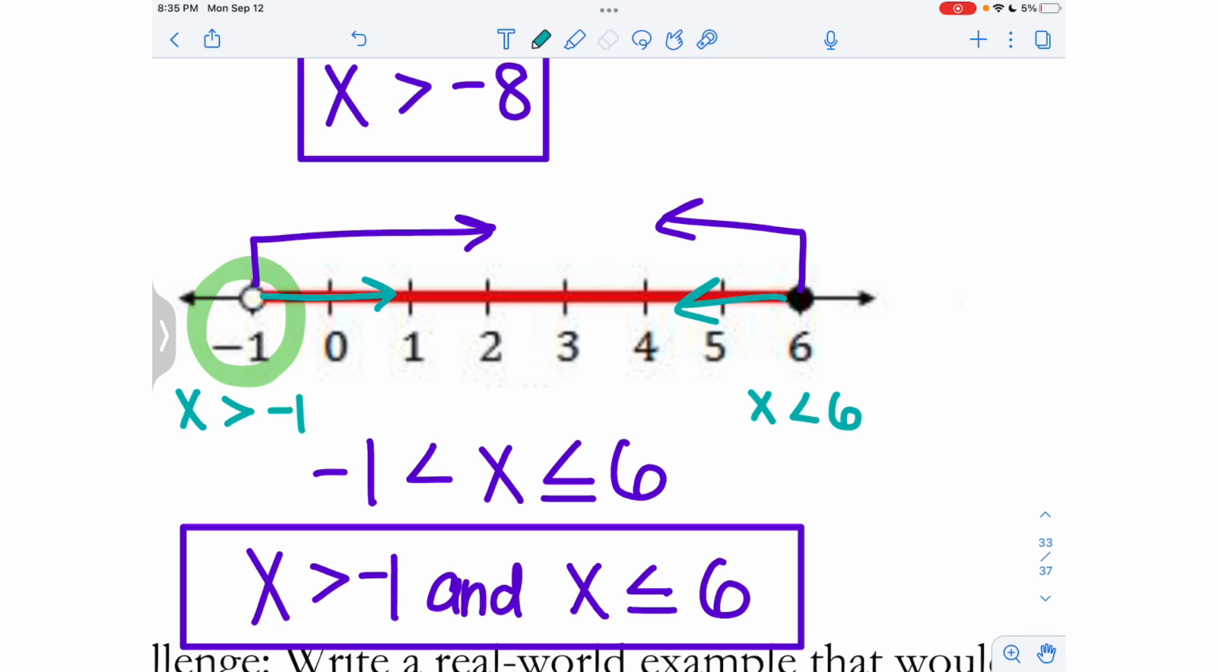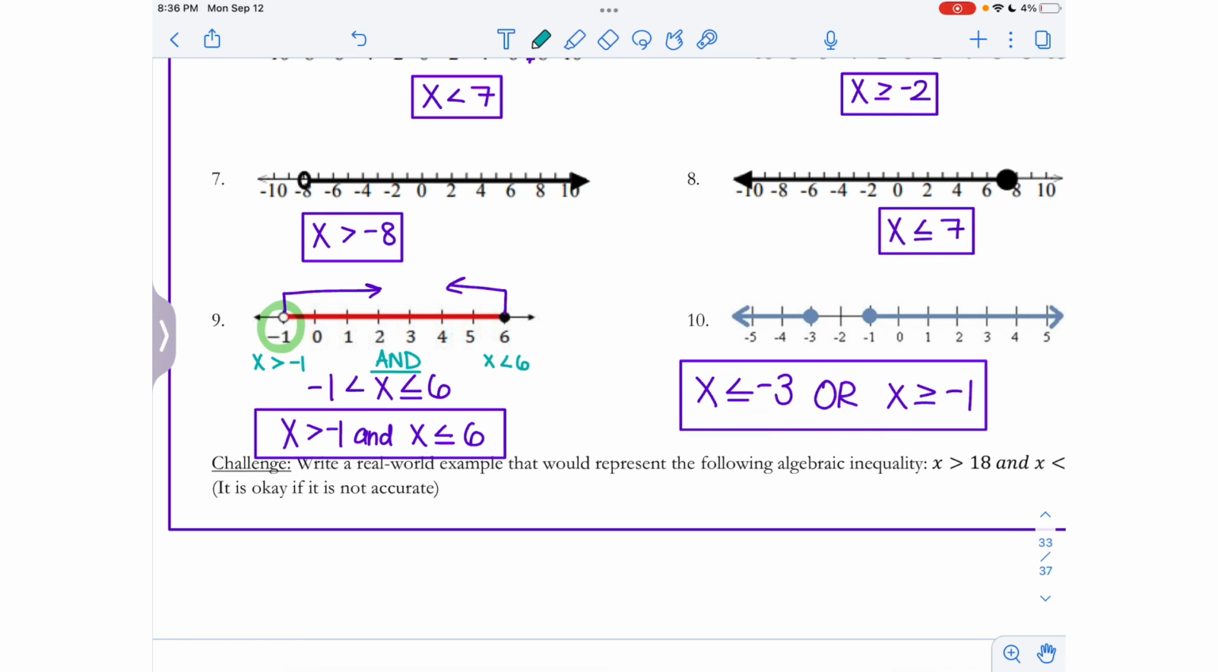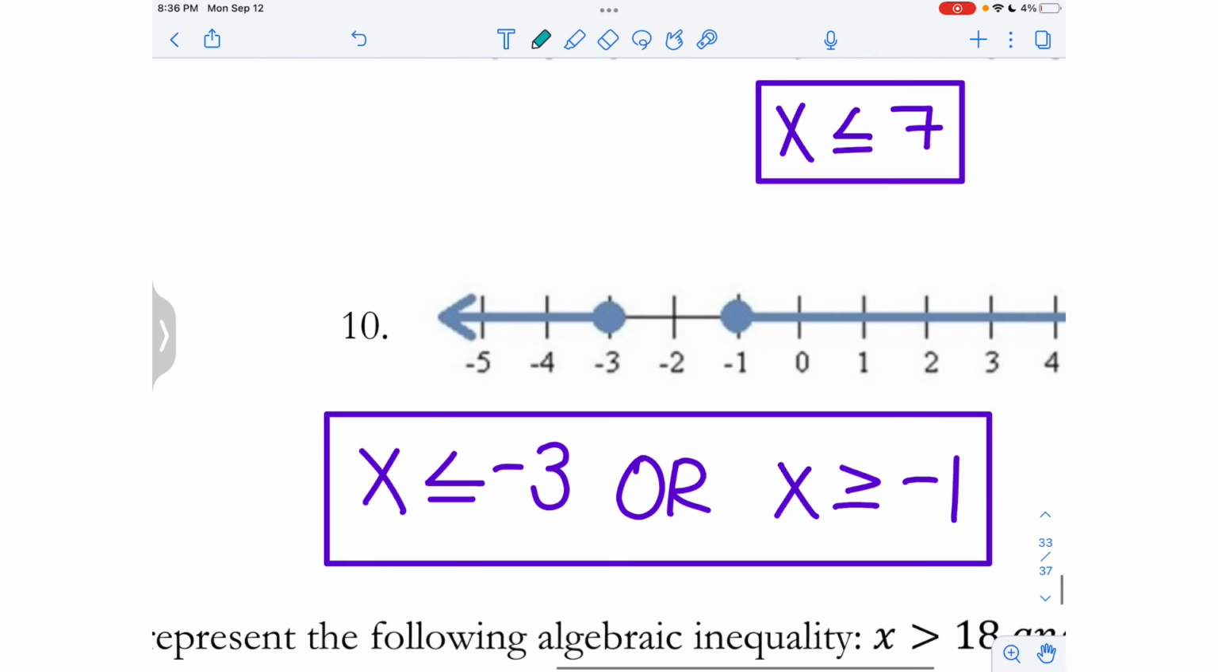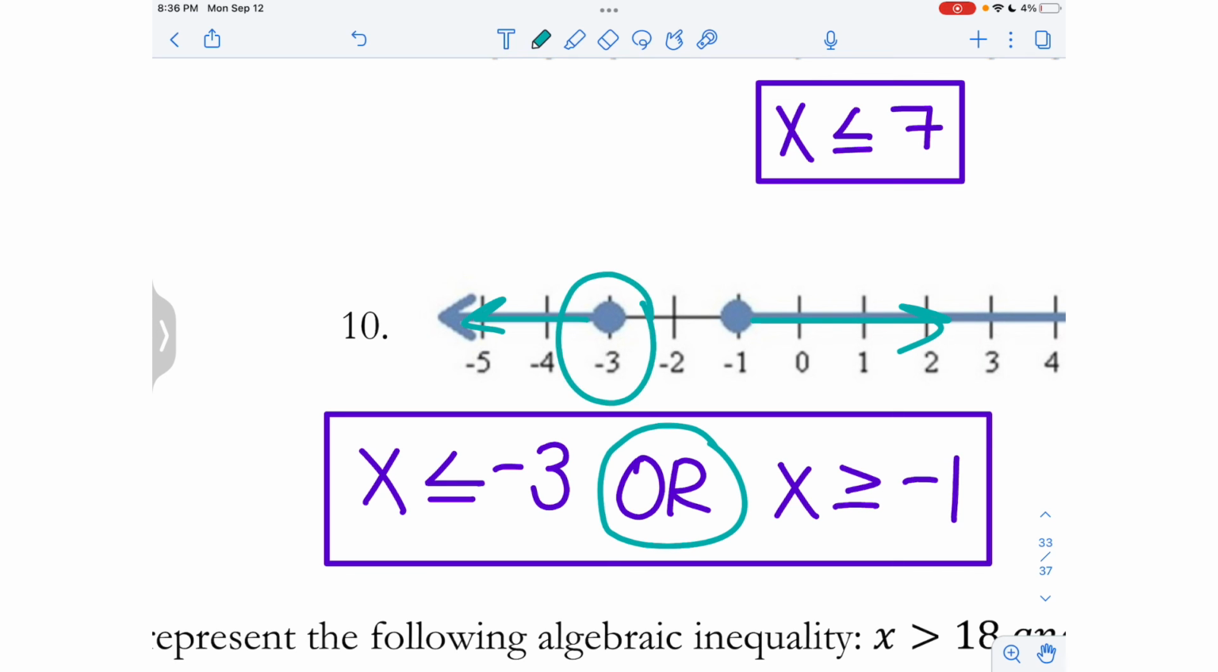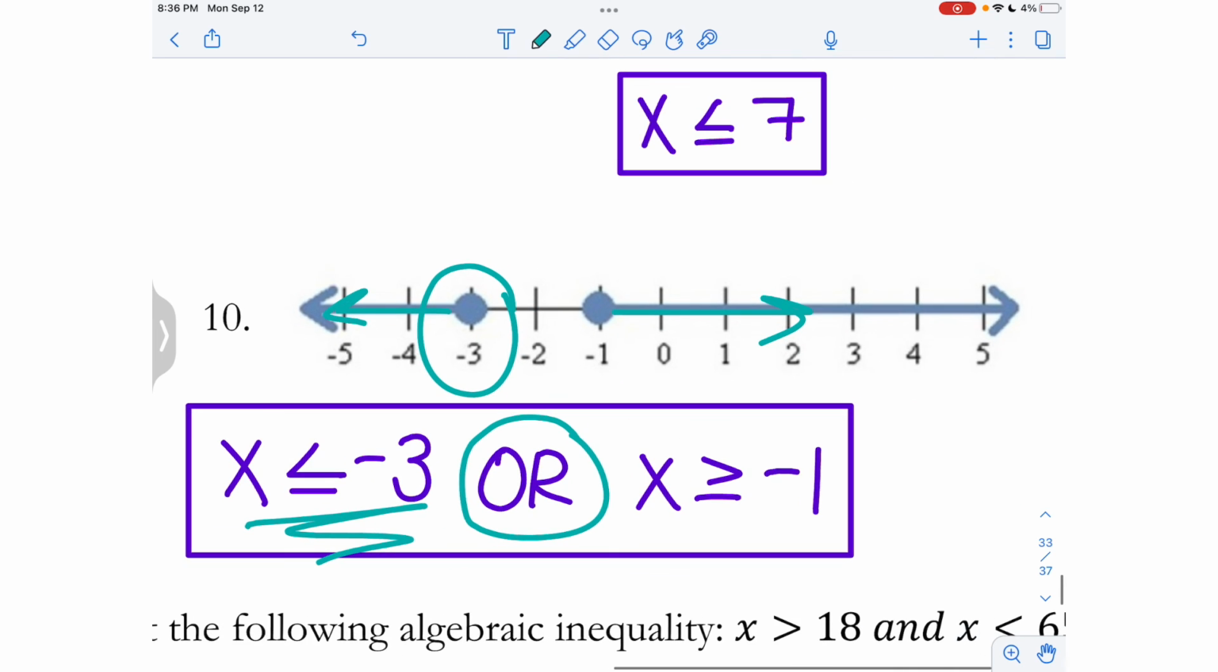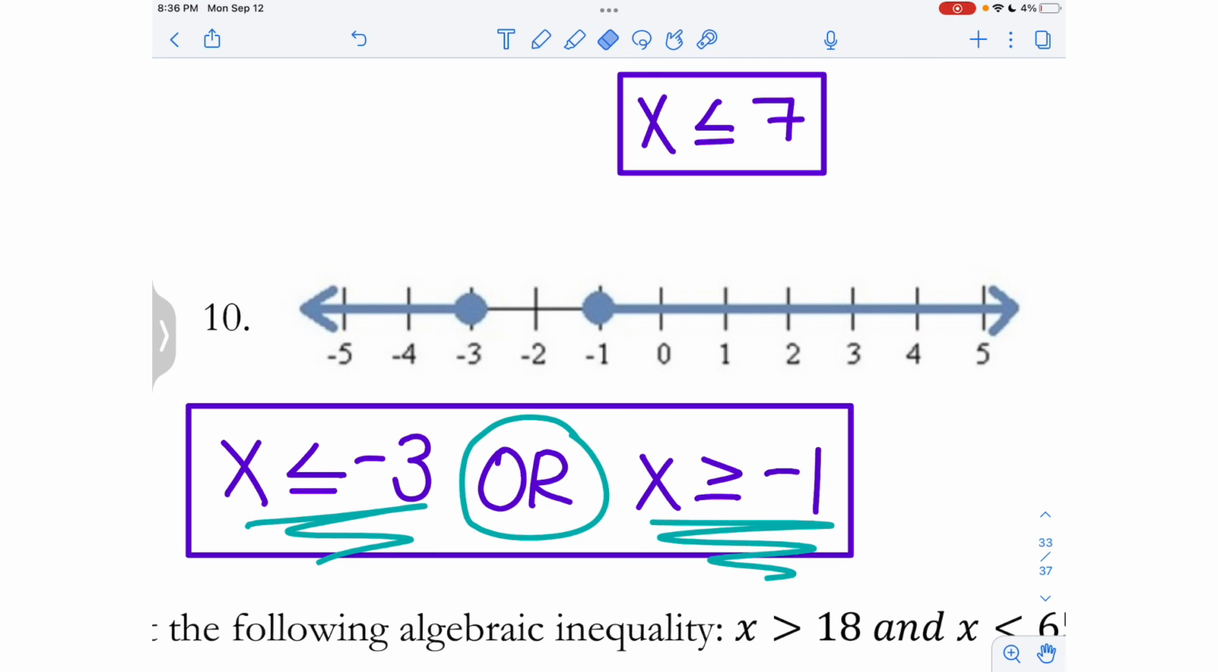And when there is shading in between, that's when you write the word and. When there are 2 arrows in opposite directions, that's when you write the word or. So you write the inequality, x is less than or equal to -3. You write the other inequality, x is greater than or equal to -1. And since the arrows are going opposite directions, that's when you write or.